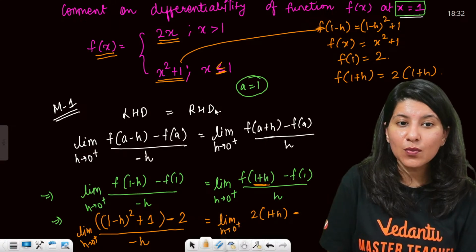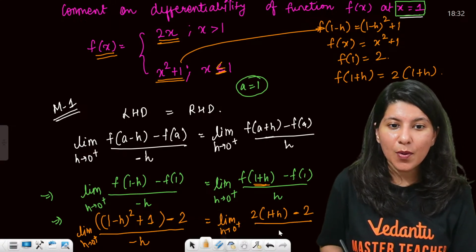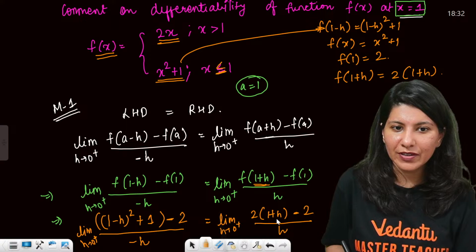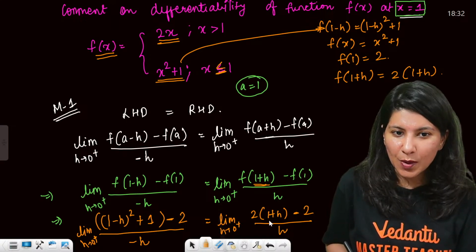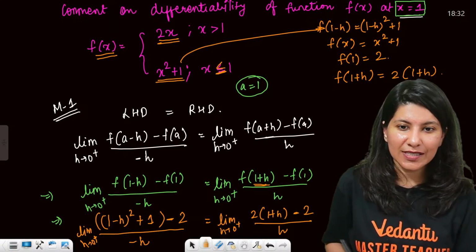What is f of 1? 1 plus 1, so this is 2 upon h. If you solve it, what will you get? 2 plus 2h. So this is very easy actually.